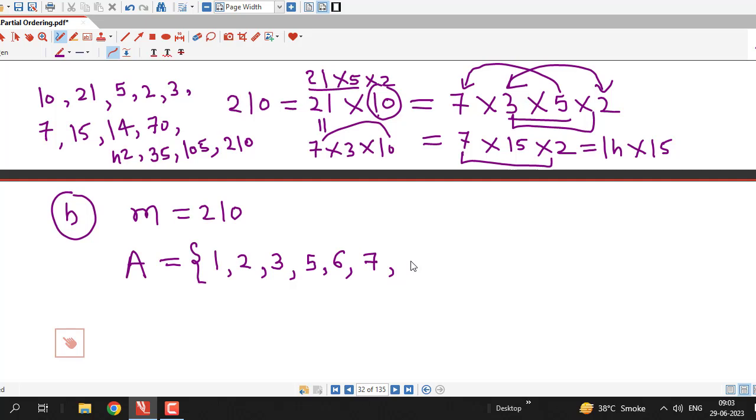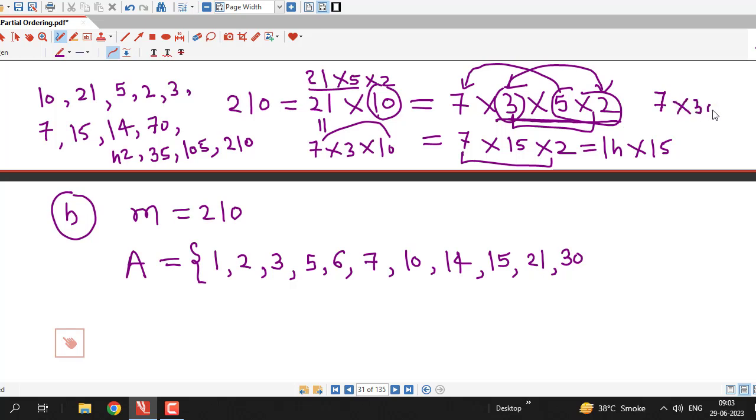Then 7, 10 is there, 14, and 15 is also there, 21, and if we combine this 5 into 2, 10, and 10 into 3, 30. So I have to write 30 also if I combine this 3, or I can write 210 as 7 into 30. So I am writing 30 also. Then 35 is written, 42, 70 is there, and 105 and 210.